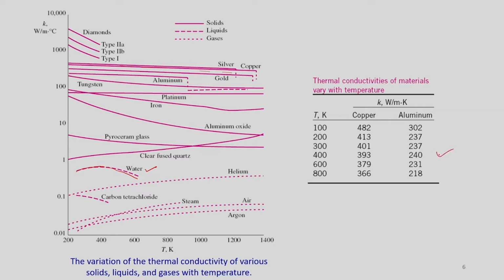This table shows the comparison of thermal conductivity of two different materials, copper and aluminum. You can see at different temperatures how these values change. For example, copper at 100 Kelvin is about 482, and at 800 Kelvin it is 366. For aluminum it is 302 at 100 Kelvin and 218 at 800 Kelvin. This variation needs to be considered when dealing with high temperature applications.